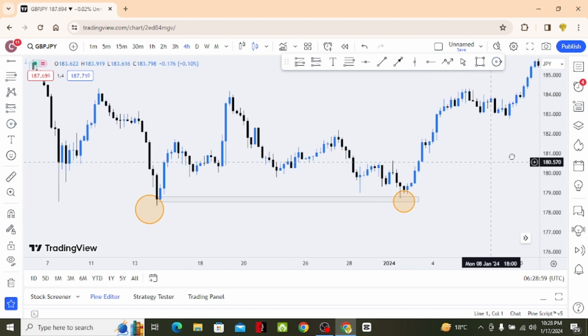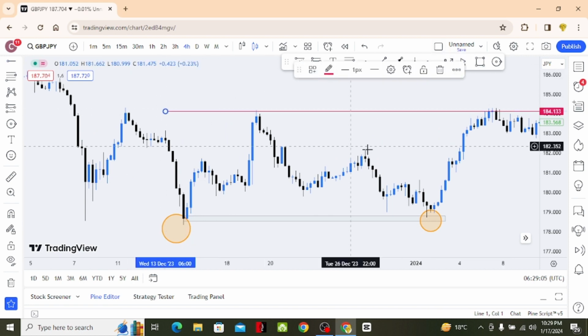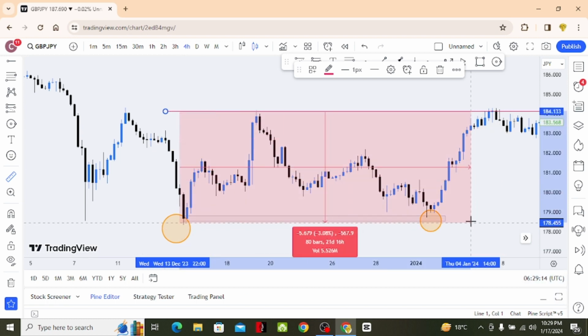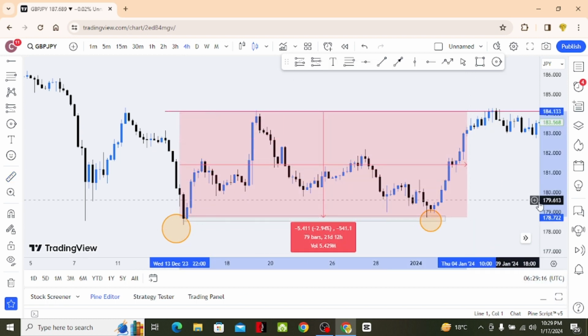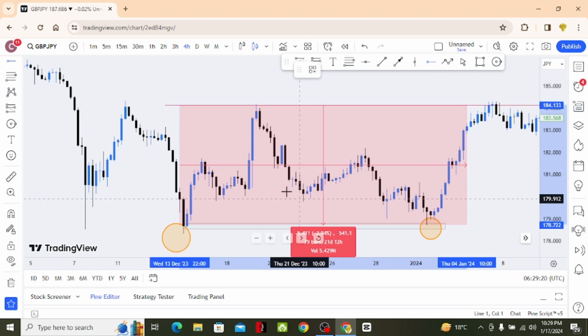What you want to do next is to mark your neckline. This is my neckline. The next thing is to bring out your ruler tool. You draw from the neckline to the second bottom. Then mark the 50% of your ruler, because that's where we're going to be setting our take profits.